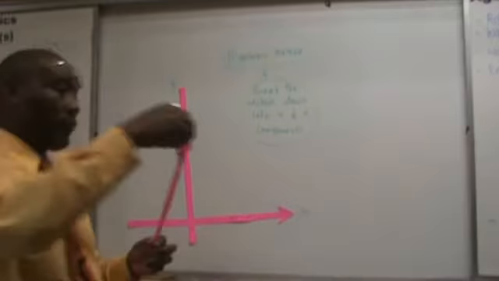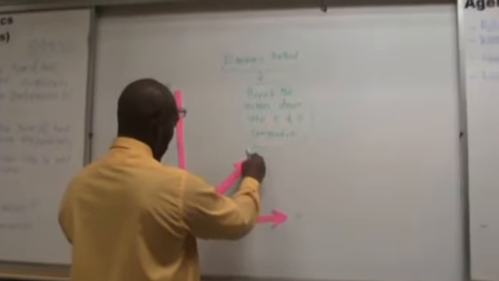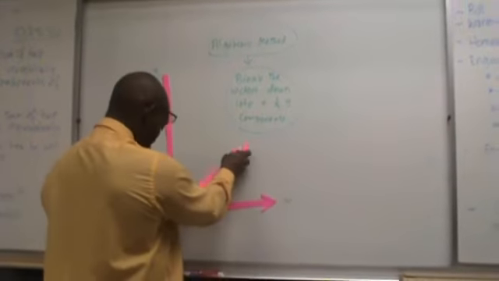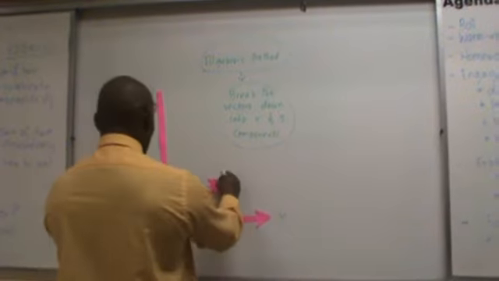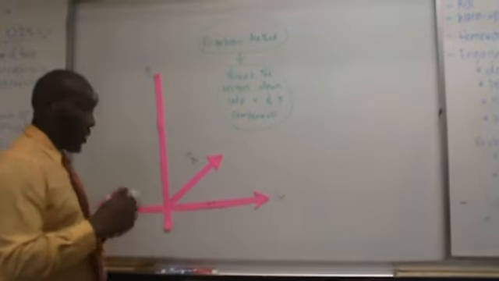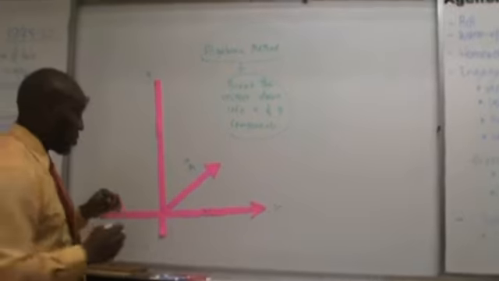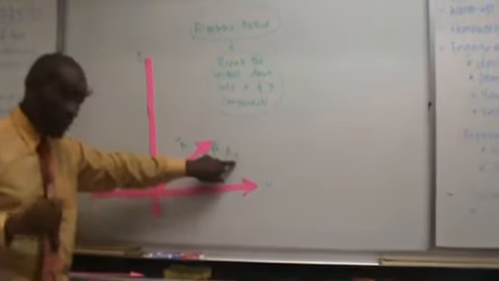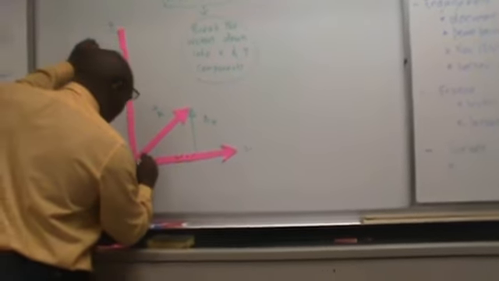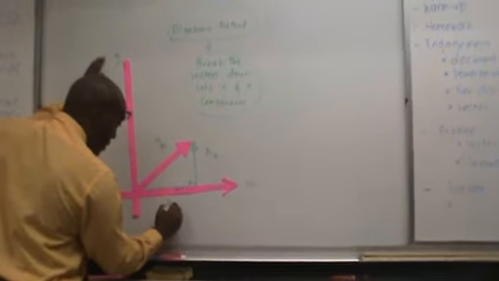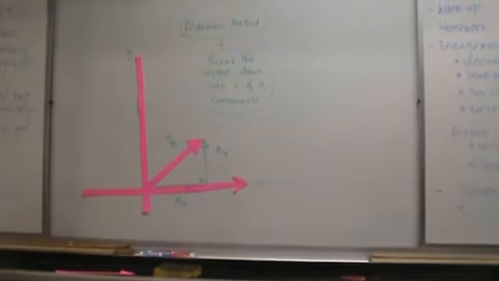Let's say this is our vector. Let's call it vector A. Okay? I have to draw what is known as the components. The components are lines that are parallel to each axis. So you will have a line parallel to the Y axis. We call that the Y component, A subscript Y, the Y component of A. And we draw a line parallel to the X axis. This is AX.